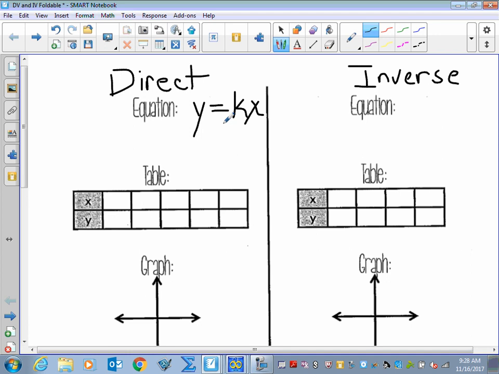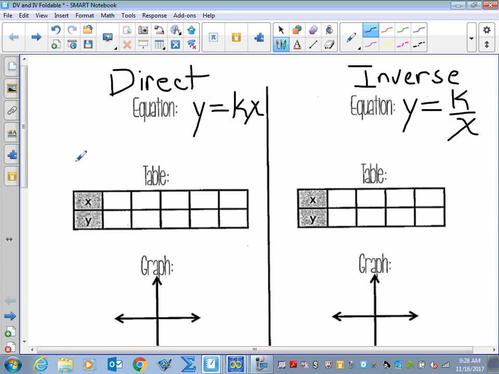So if y equals kx is direct, and direct is in the form of multiplication, because that's really k times x, what is the opposite of multiplication? Division. So this will just be y equals k divided by x. So the other one is just the inverse of direct. The opposite of multiplication is division, so instead of k times x, it is k divided by x.